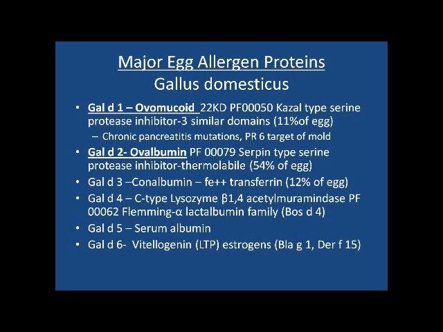Gal d 3 is a conalbumin, a transferrin, another one of these proteins that carries iron, and again, it's active as an antibacterial. And C-type lysozyme, which you've already mentioned before, which is a beta-1,4 acetylmuramidase. This is a very interesting protein. Actually, the guy who discovered this is Fleming. He's the same guy that discovered penicillin by accident, and he discovered this one by accident. So the guy was accident prone, but took advantage of that.